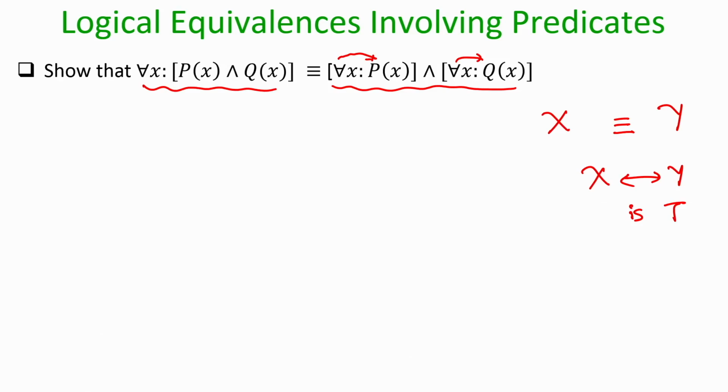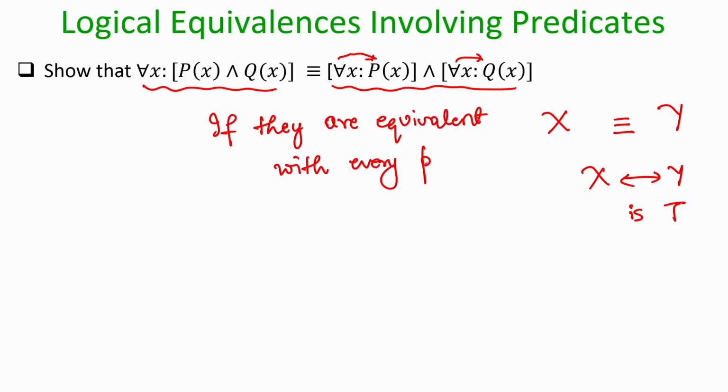Intuitively we will say that my expressions involving predicate functions are logically equivalent if they are equivalent with respect to any possible domain. That means it should not happen that the two expressions are equivalent for one domain, but there is some bad domain for which the two expressions are not equivalent. Even if there is one bad domain for which the two expressions are not equivalent, the overall expressions will not be considered as logically equivalent expressions.